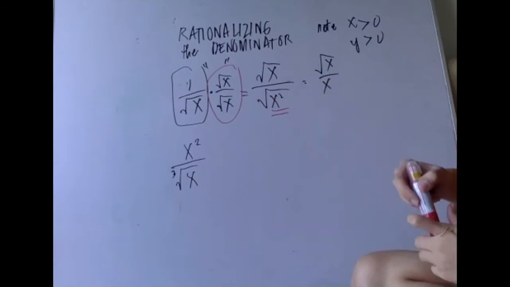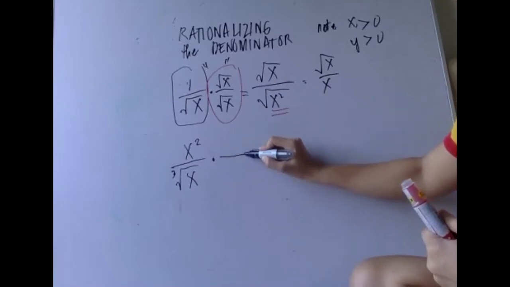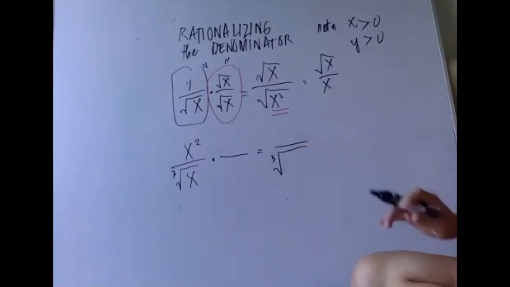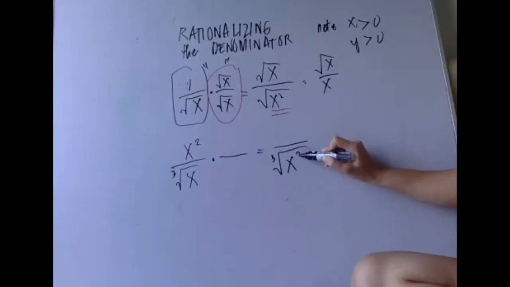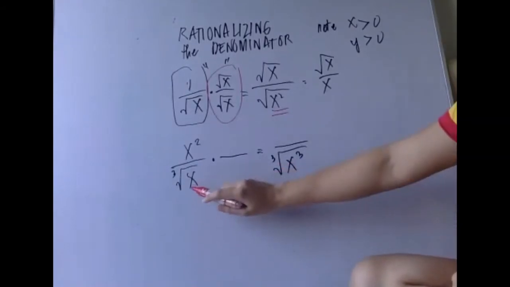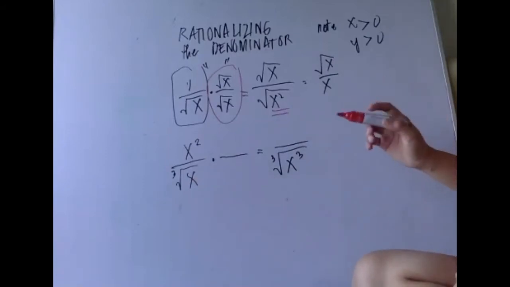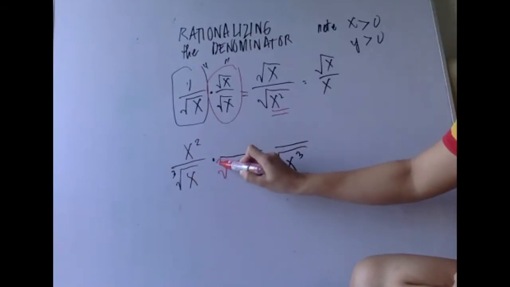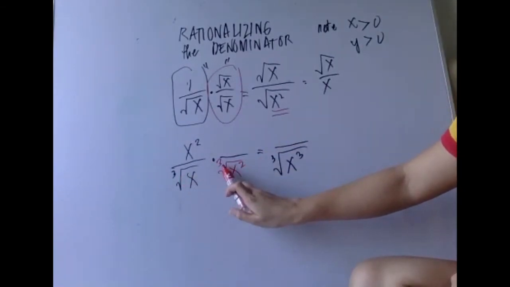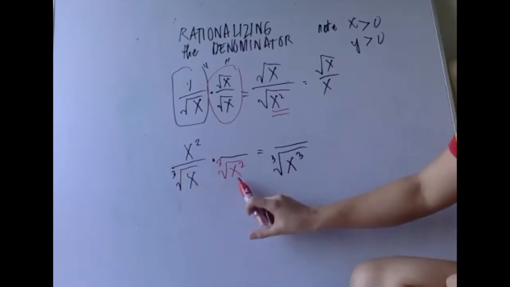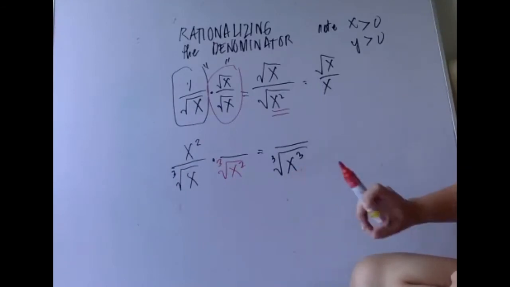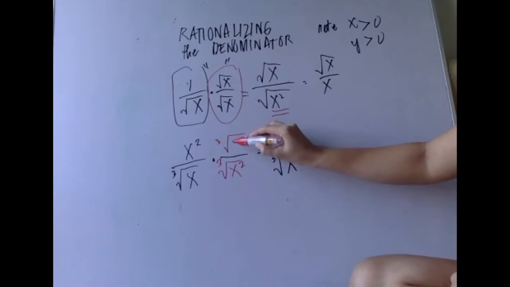So, ibig sabihin, dito sa baba, ang goal natin is magkaroon tayo ng, since this is cube root, our goal is to have a perfect cube. Right? So, paano mo makukuha ang perfect cube? What do you need to multiply to x? You need to multiply cube root of x squared. Okay? Parehong index, parehong 3 yung index. So, ibig sabihin, pwede mong i-multiply yung nasa loob. x times x squared, that's equal to x cubed. Okay? So, ito yung goal mo. So, kaya yun yung i-multiply mo dito.